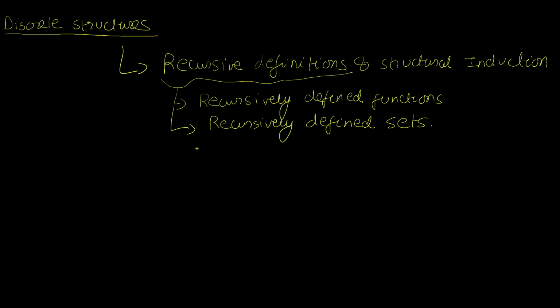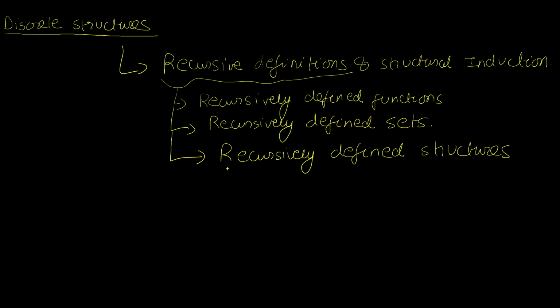So today we'll be looking at the third category of recursive definitions, and these are called recursively defined structures. And this is really a broad category. A recursively defined set as well as a recursively defined function can be called a recursively defined structure. So these are really any mathematical structures which can be defined recursively. And as part of our course and today's discussion, we'll be looking at the following recursive structures.